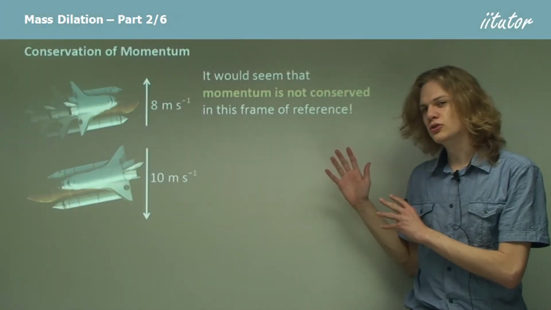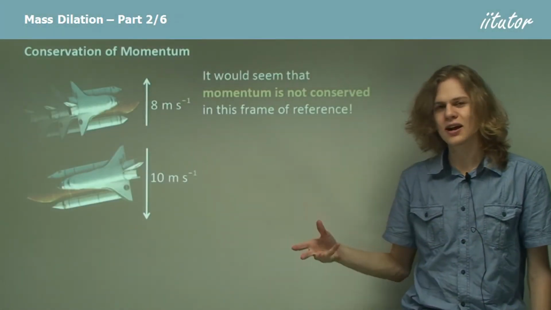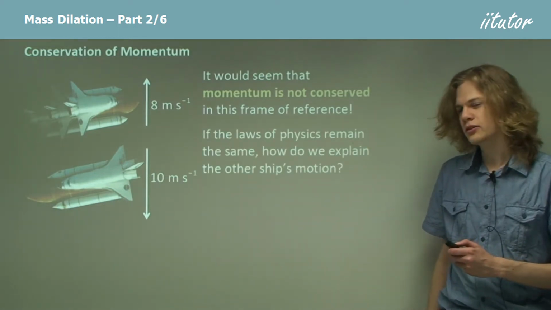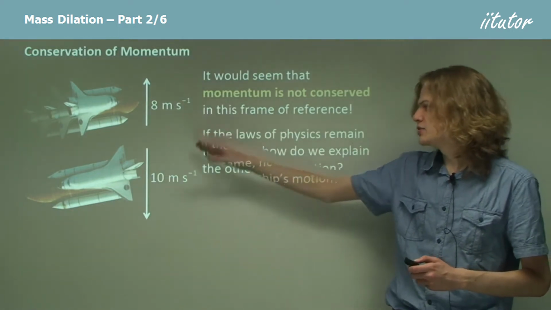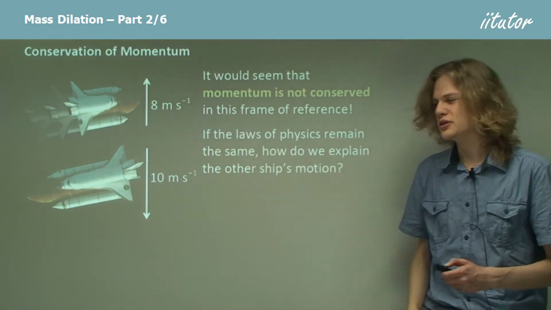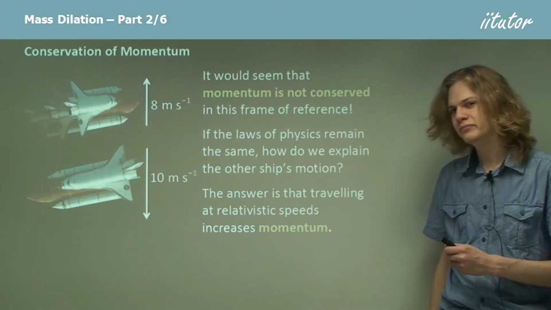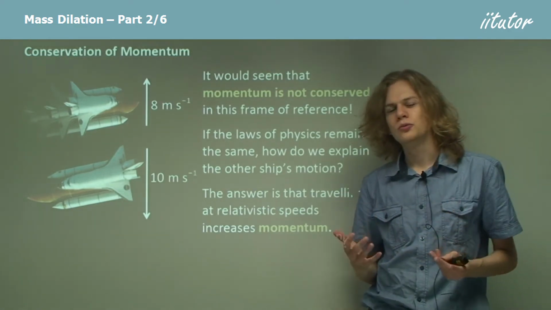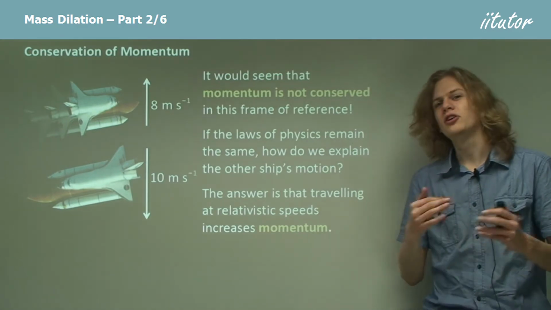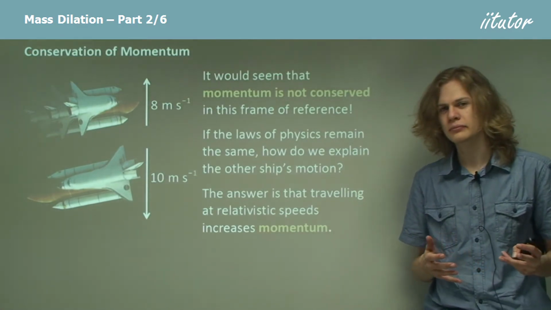So if momentum is not conserved in this frame of reference, we need to change how we think of mass. Make sense? So this is moving up at 8, this is moving down at 10. This thing's mass is going to have to increase. And exactly how much will it increase by? Well, it'll increase by the same amount that the time increased by, right?